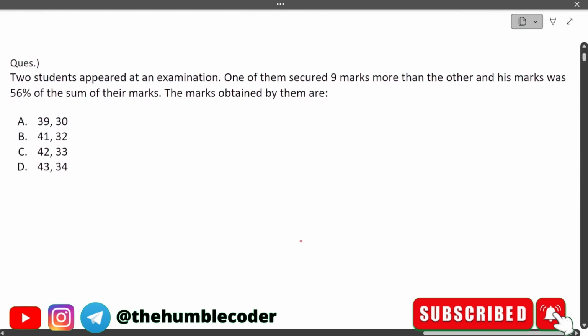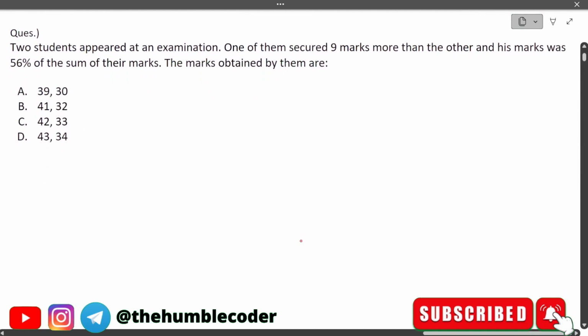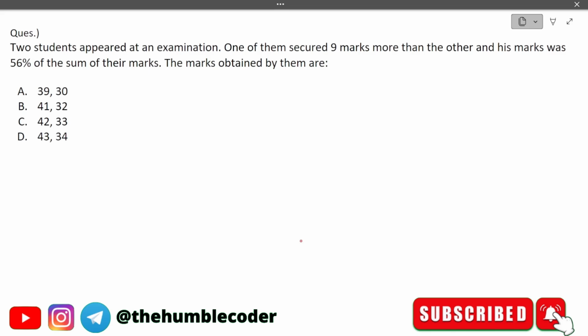We have this question: two students appeared at an examination, and one of them secured 9 marks more than the other, and his marks were 56% of the sum of their marks. The marks obtained by them are? Now these are easy questions, I would say, based on ratio and proportion. Let's try to solve this.